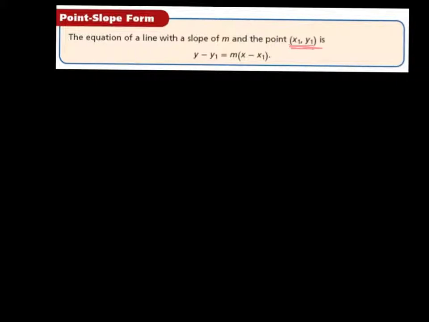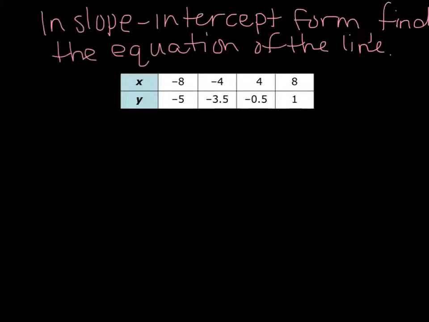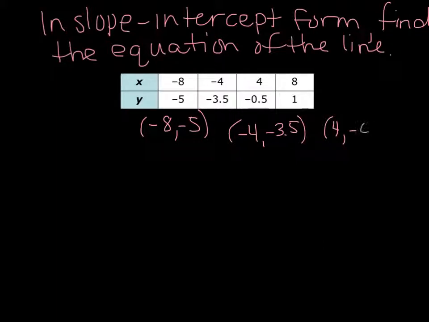So let's look at an example. I want to find the equation of the line. I'm given this table, which all that means is that these are coordinates. So (-8, -5) is on my line, (-4, -3.5) is on my line, (4, -0.5), and finally (8, 1). All these points lie on my line. Now I want to find the equation of this line. I could easily graph these points and draw my line, but I want to know what's the actual equation?